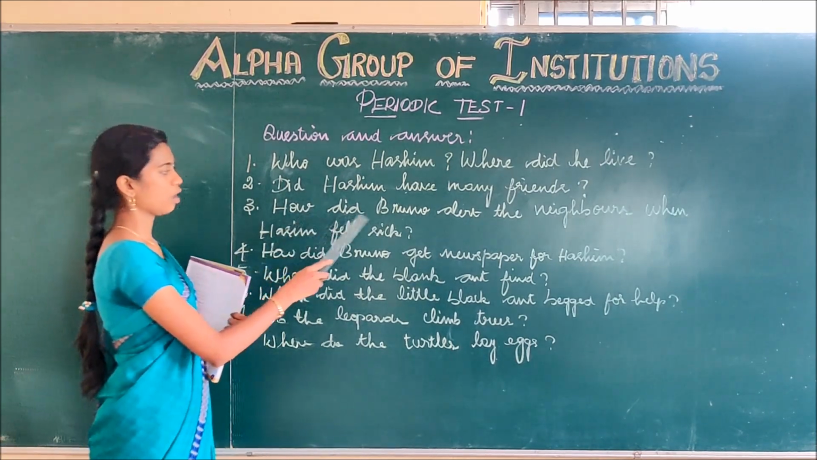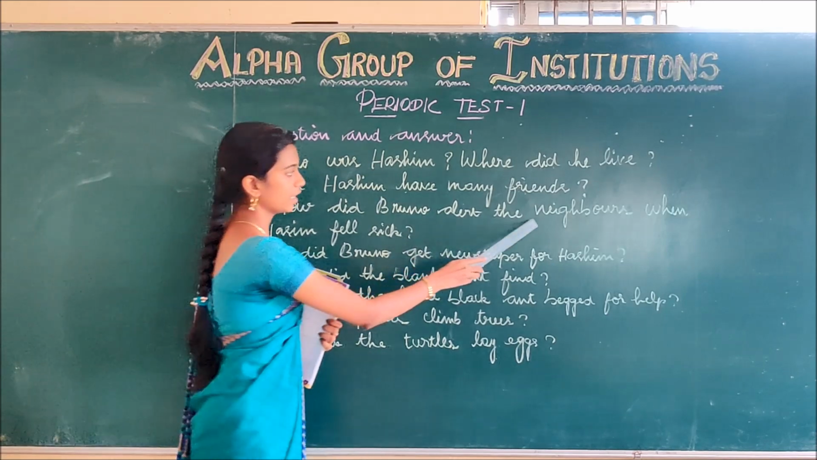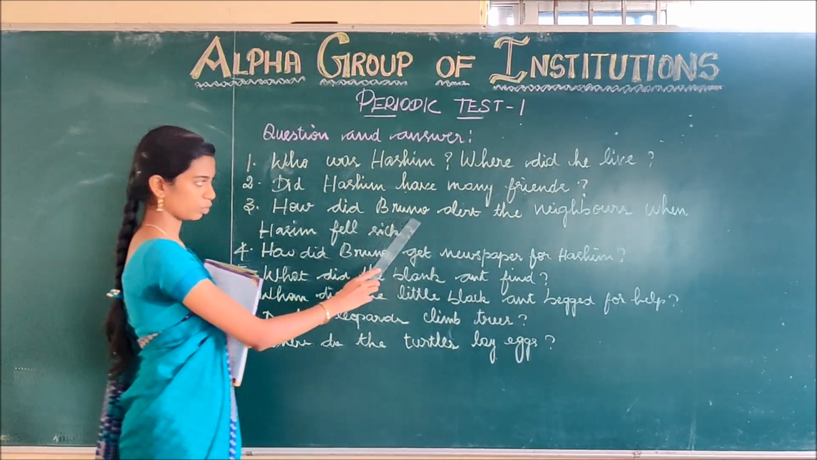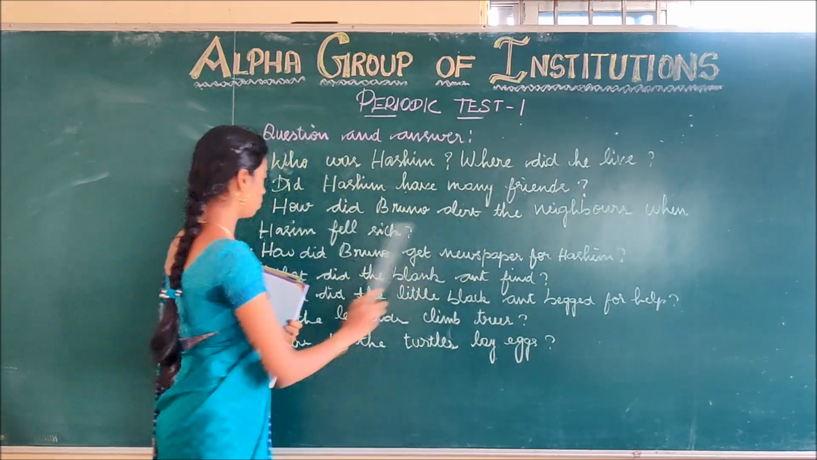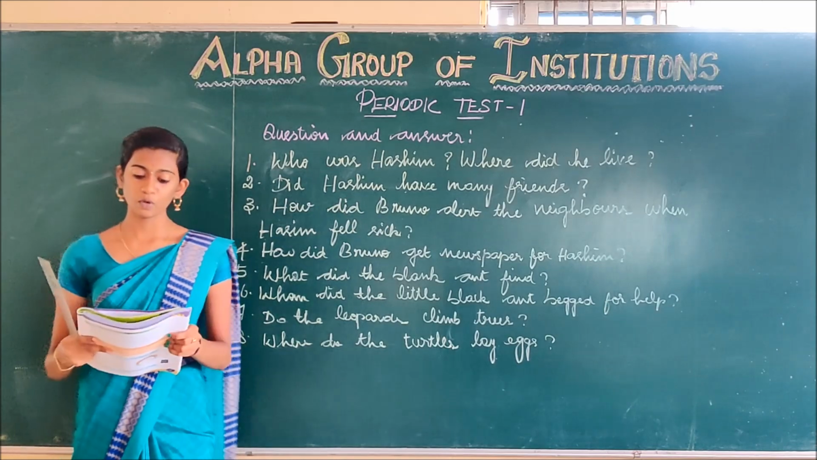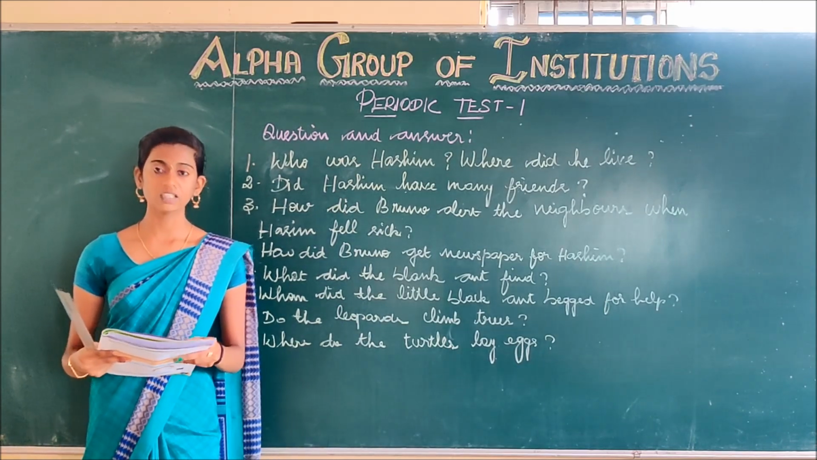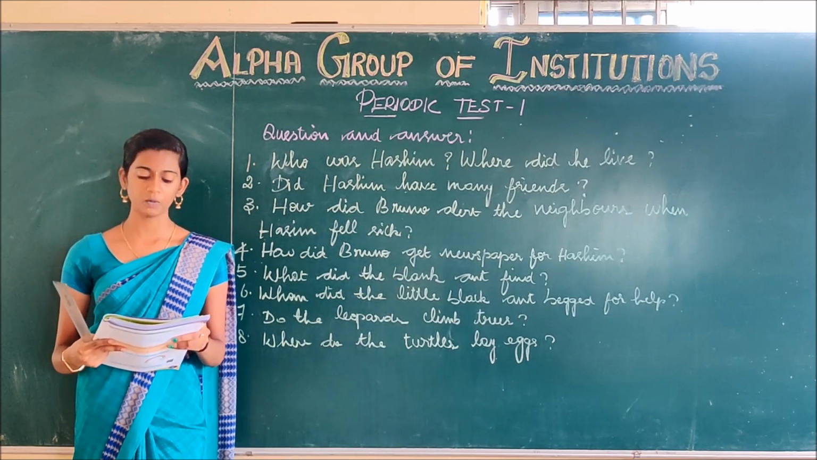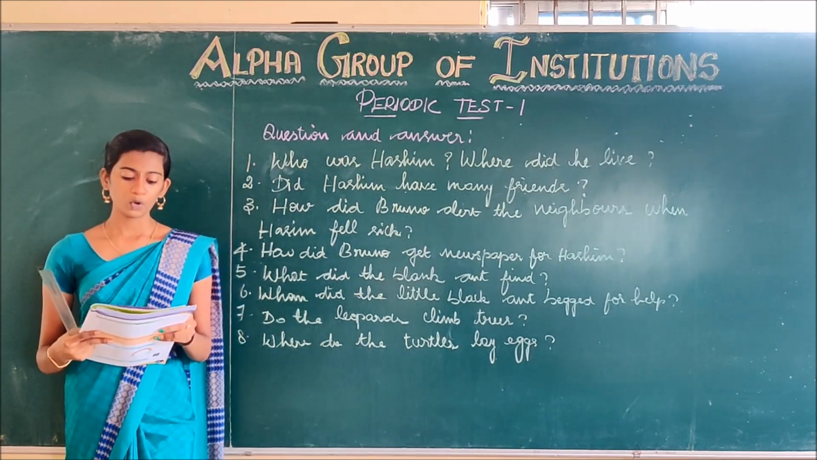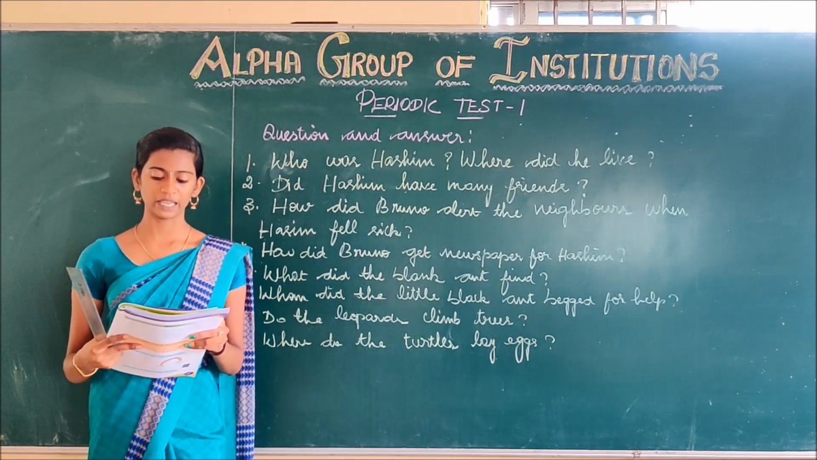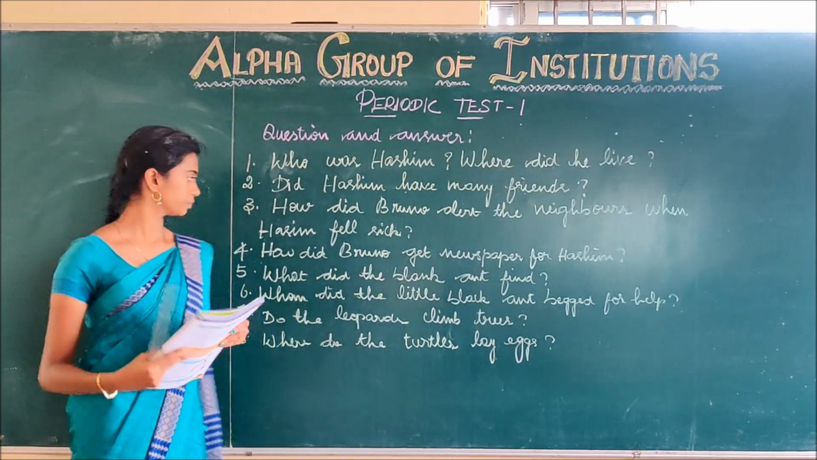Third question. How did Bruno alert the neighbors when Hazil fell sick? Bruno, sensing that its master was sick, went around the neighborhood barking and walking.